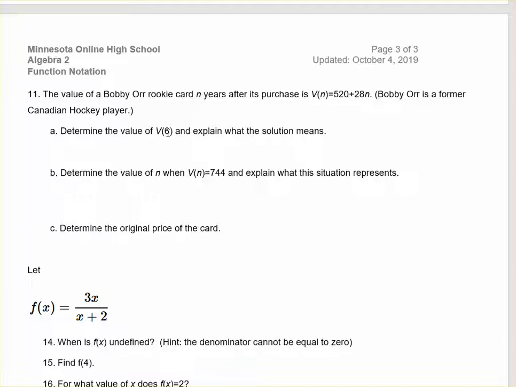What does that mean exactly? And the next one is they want to find the value of n when V of n equals 744. So that's the one where you'll be putting the 744 on the left side and then trying to find what n is from there. So solving the equation for n. And then C says determine the original price of the card. So you might want to think about that would be at 0 years after its purchase, right? It'll be right when it happened.